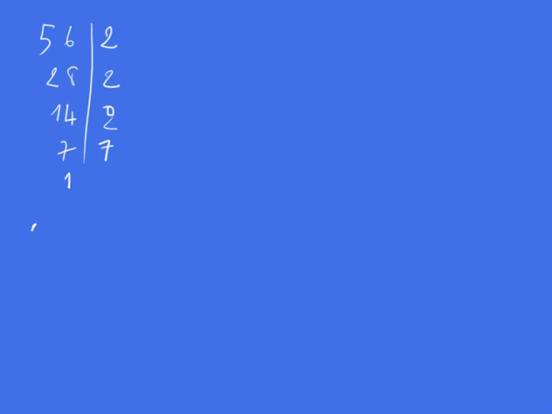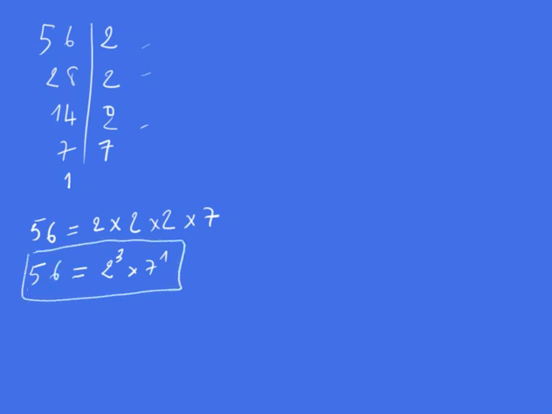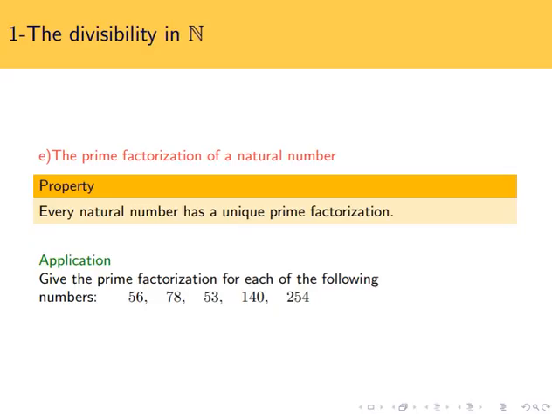So the prime factorization of 56 is this multiplication. 2 times 2 is 4, times 2 is 8. 8 times 7 is 56. We can write this as 2 to the power 3 times 7 to the 1. This is the prime factorization of 56. You can do the same for the second number, 78.